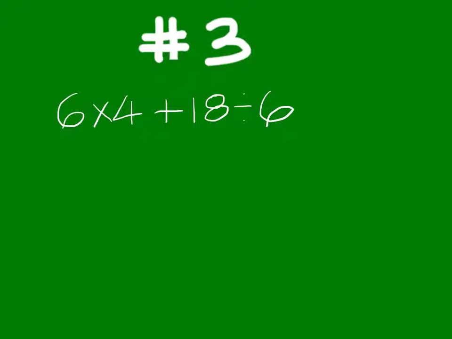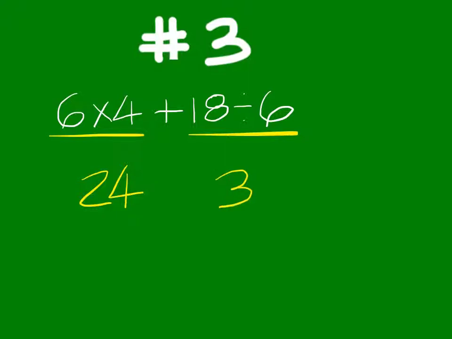You have to do multiplication and division in order from left to right before you do any addition or subtraction. So you have to do this first to get 24, and then this second to get 3. Add them together. Answer should be 27.